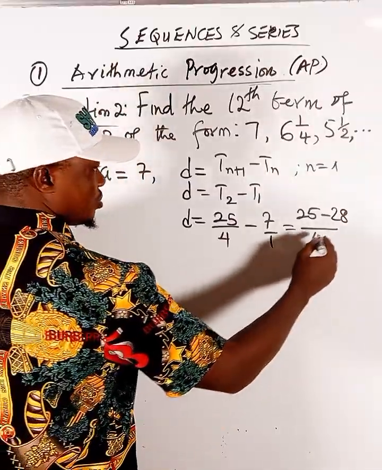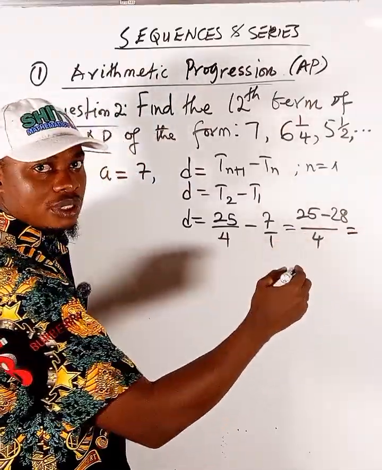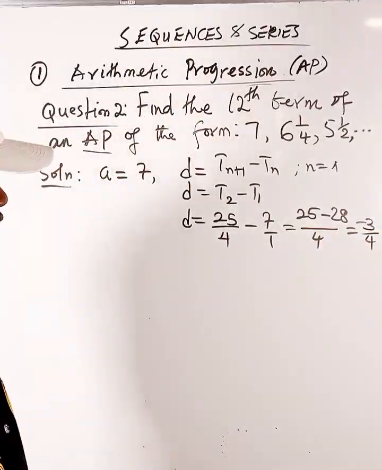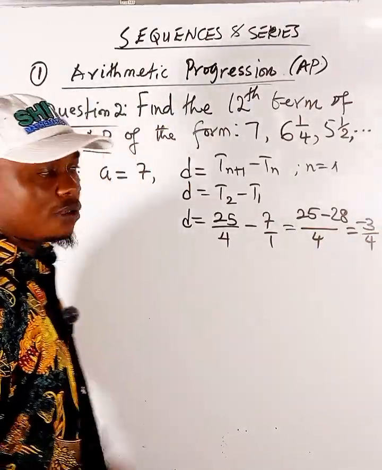So that is telling us that we are going to have minus 3 over 4. So that's what we're going to have. Our D is going to be minus 3 over 4.